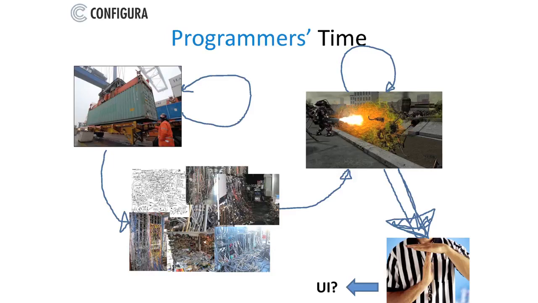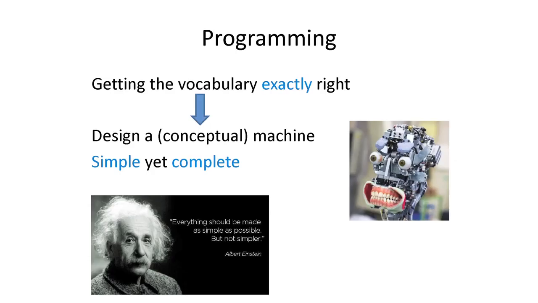You have to get out of the mind lock, and only that is just getting the vocabulary exactly right. Design that conceptual machine simple yet complete. Do you know who the gentleman is on the picture? Einstein. What did he say? What is the citation there? Everything should be made as simple as possible, but not simpler.